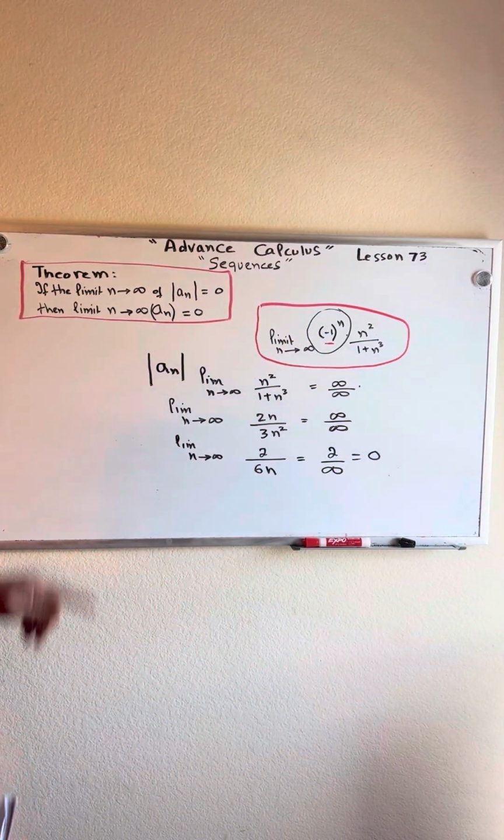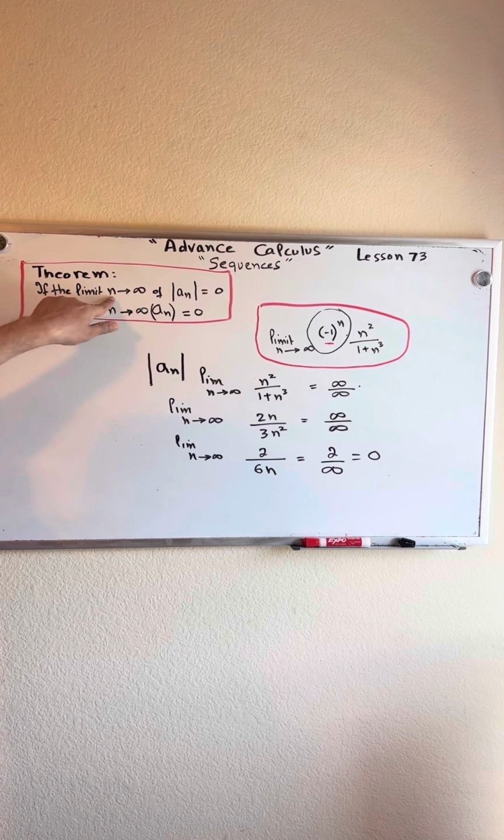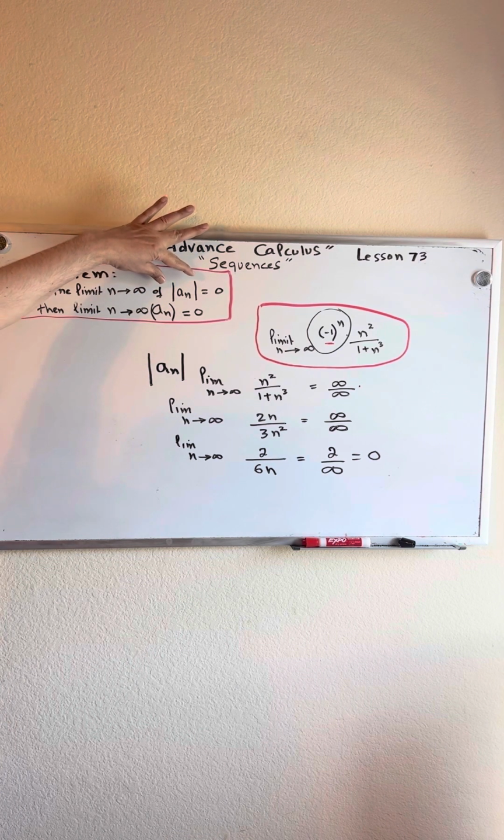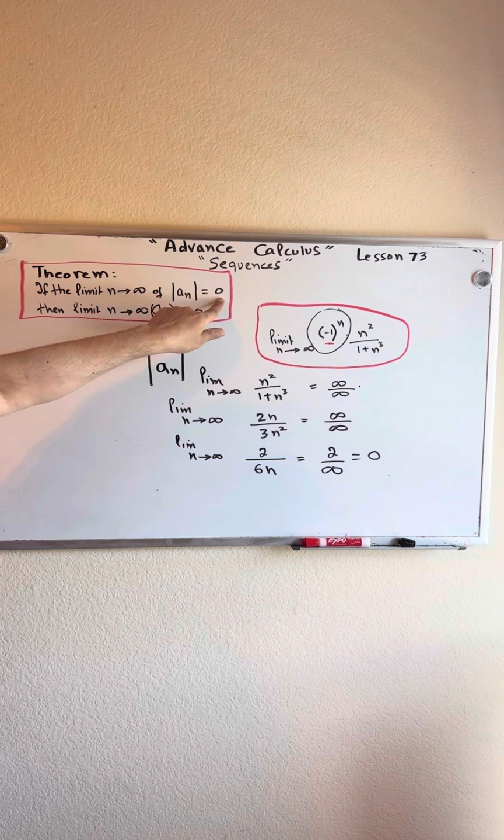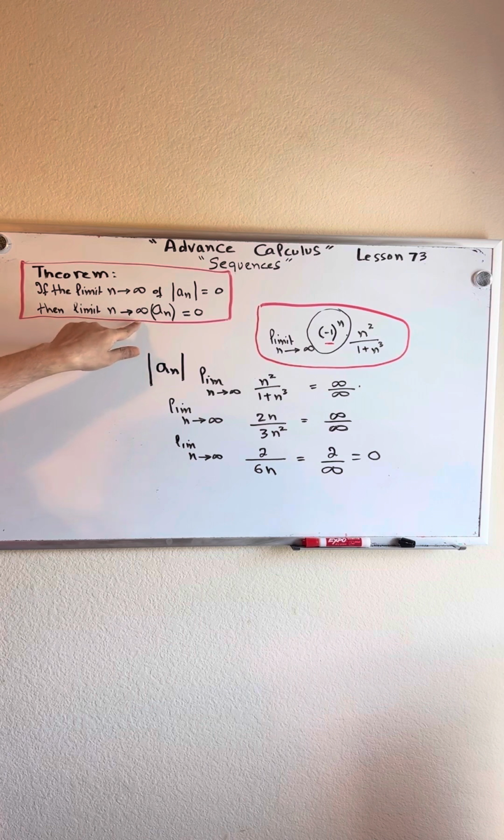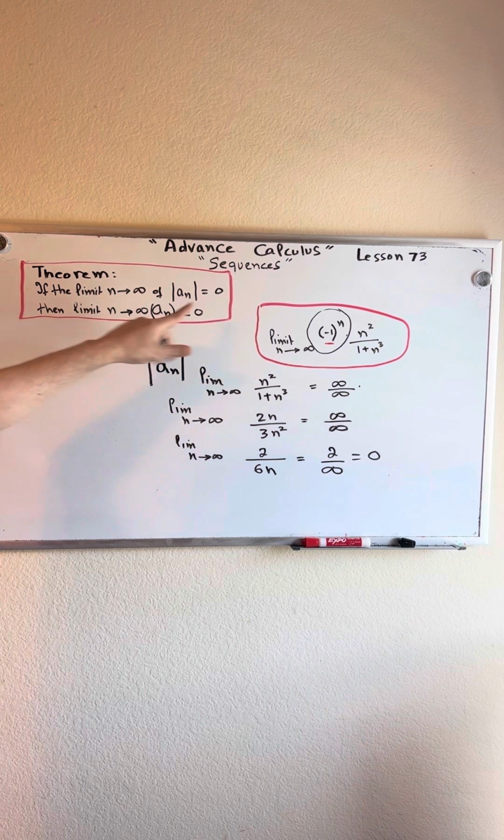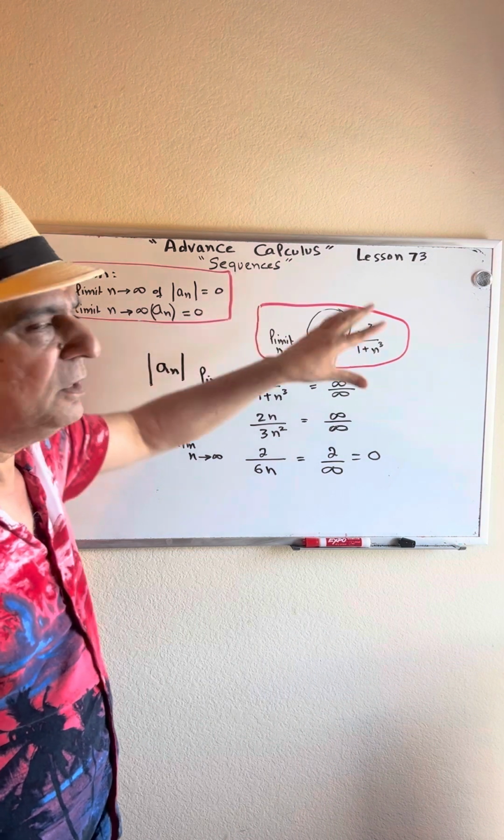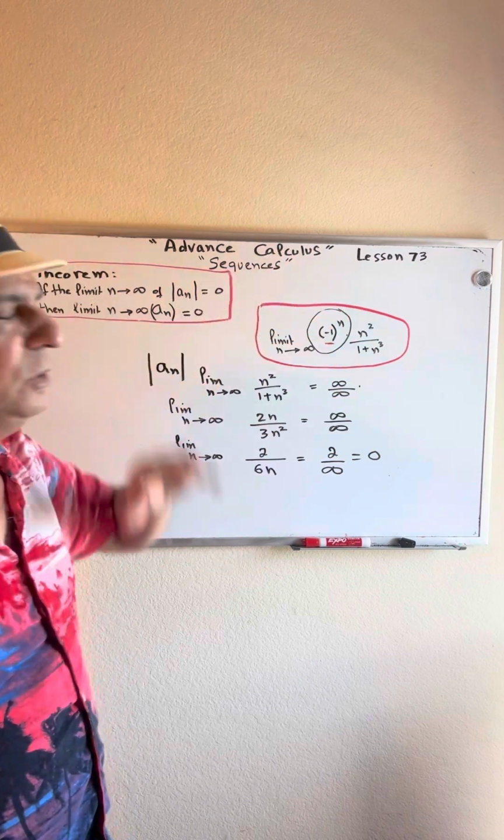What does the theorem say? The theorem says if the limit as n approaches infinity of the absolute sequence a_n is 0, then the limit as n approaches infinity of the regular, non-absolute sequence is also 0.